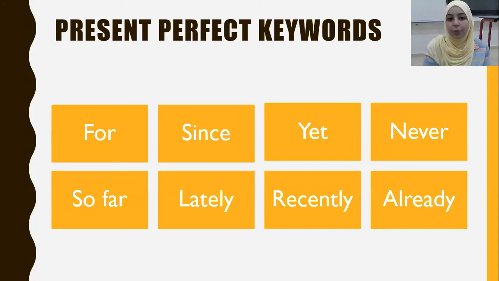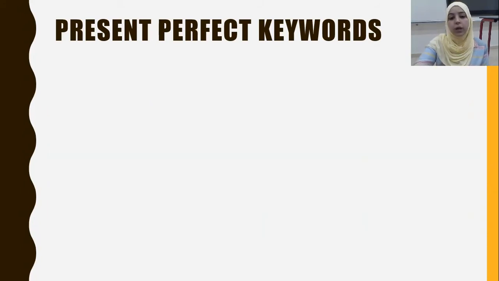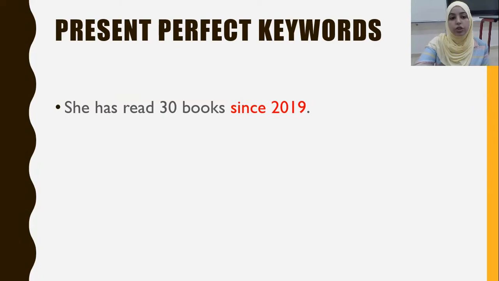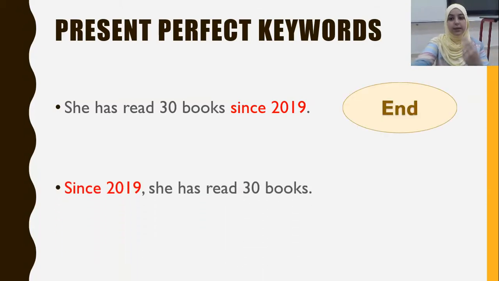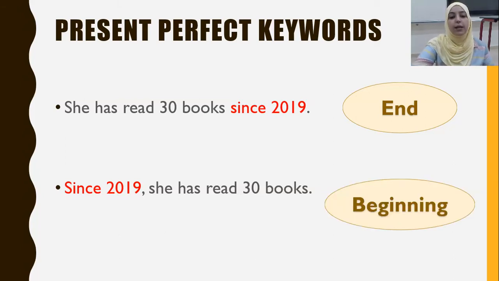Moving on to the present perfect keywords, we have a lot of keywords here, like for, since, yet, never, so far, lately, recently, and already. I can use them saying she has read 30 books since 2019. So I used since at the end of the sentence. I can flip the sentence and say since 2019, comma, she has read 30 books. Do not forget the comma.